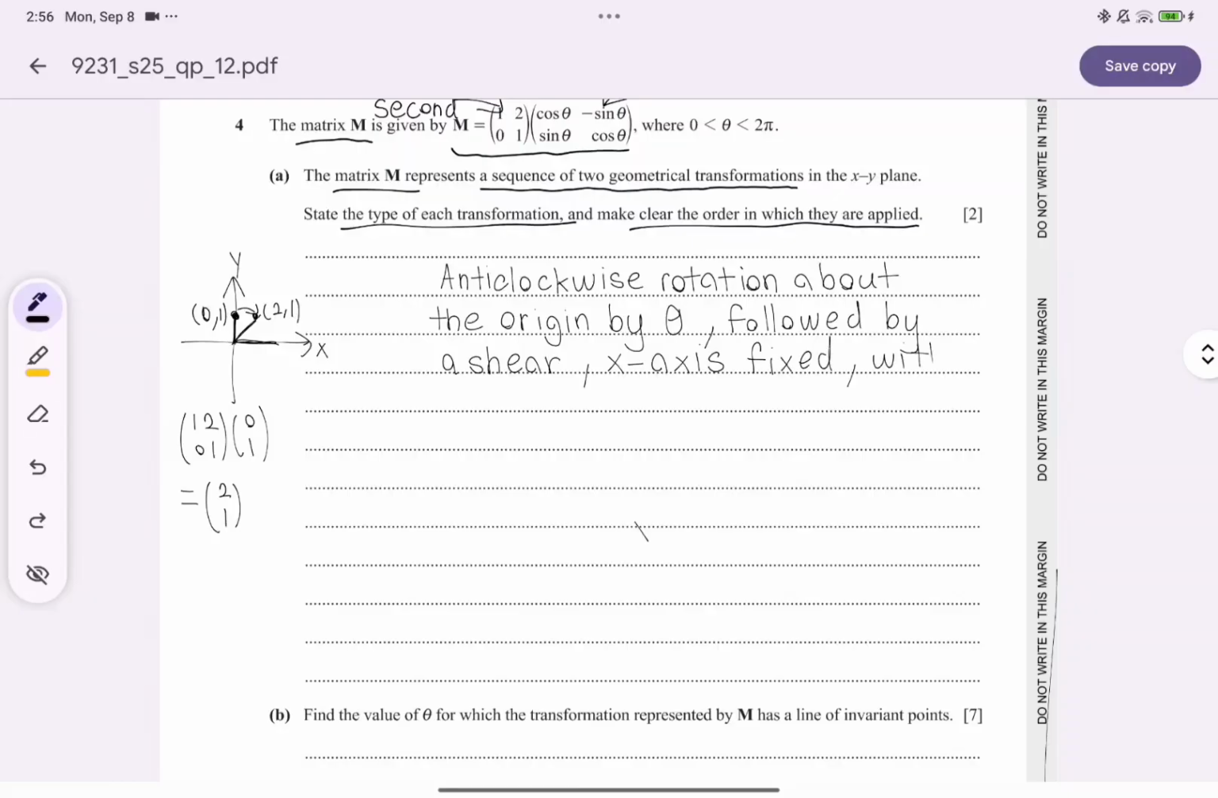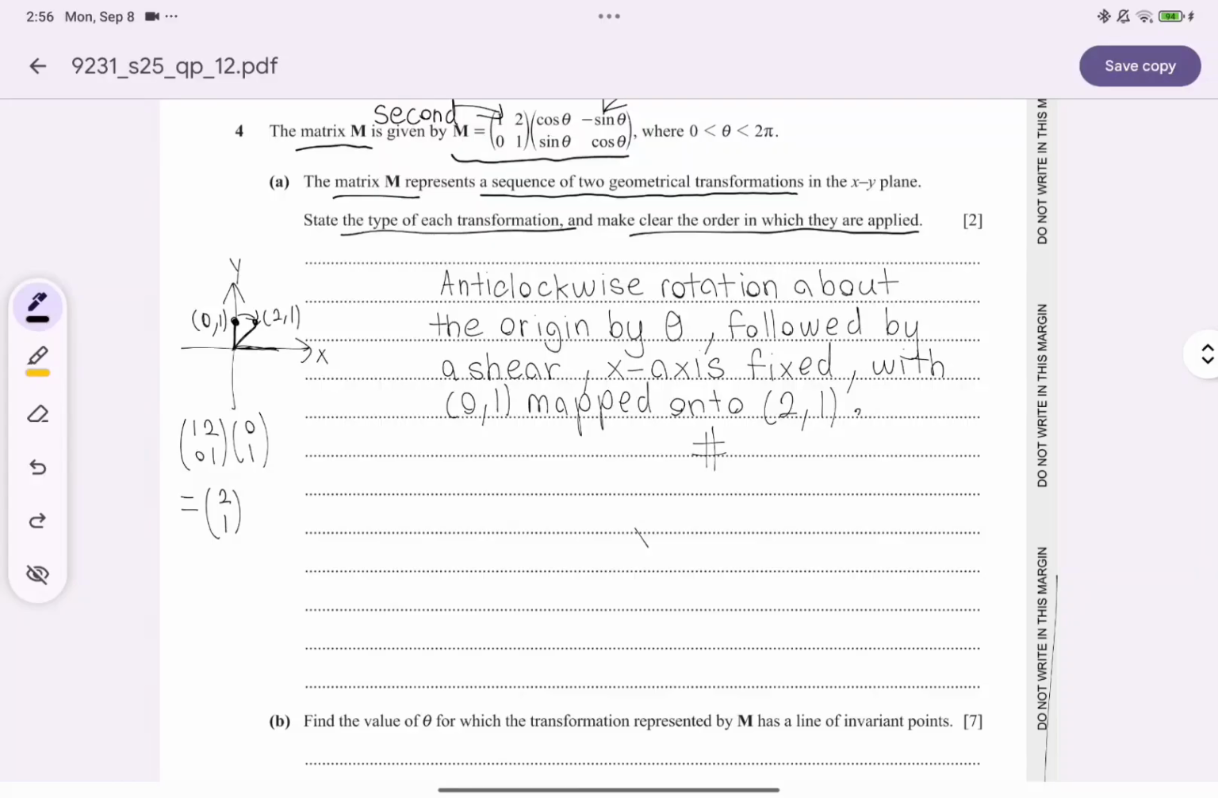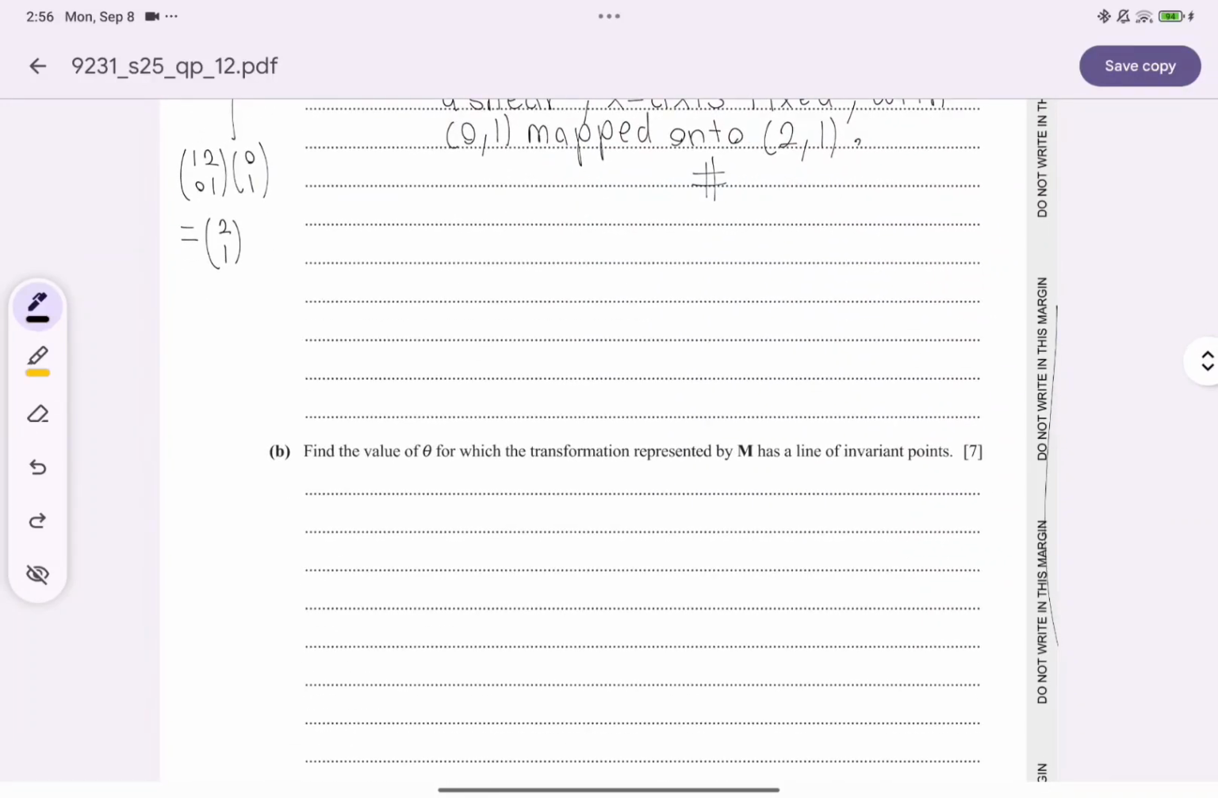And one more detail, we have to write down the points with 0, 1 mapped onto 2, 1. So this is our final answer for this part. Let's head on to the next question.